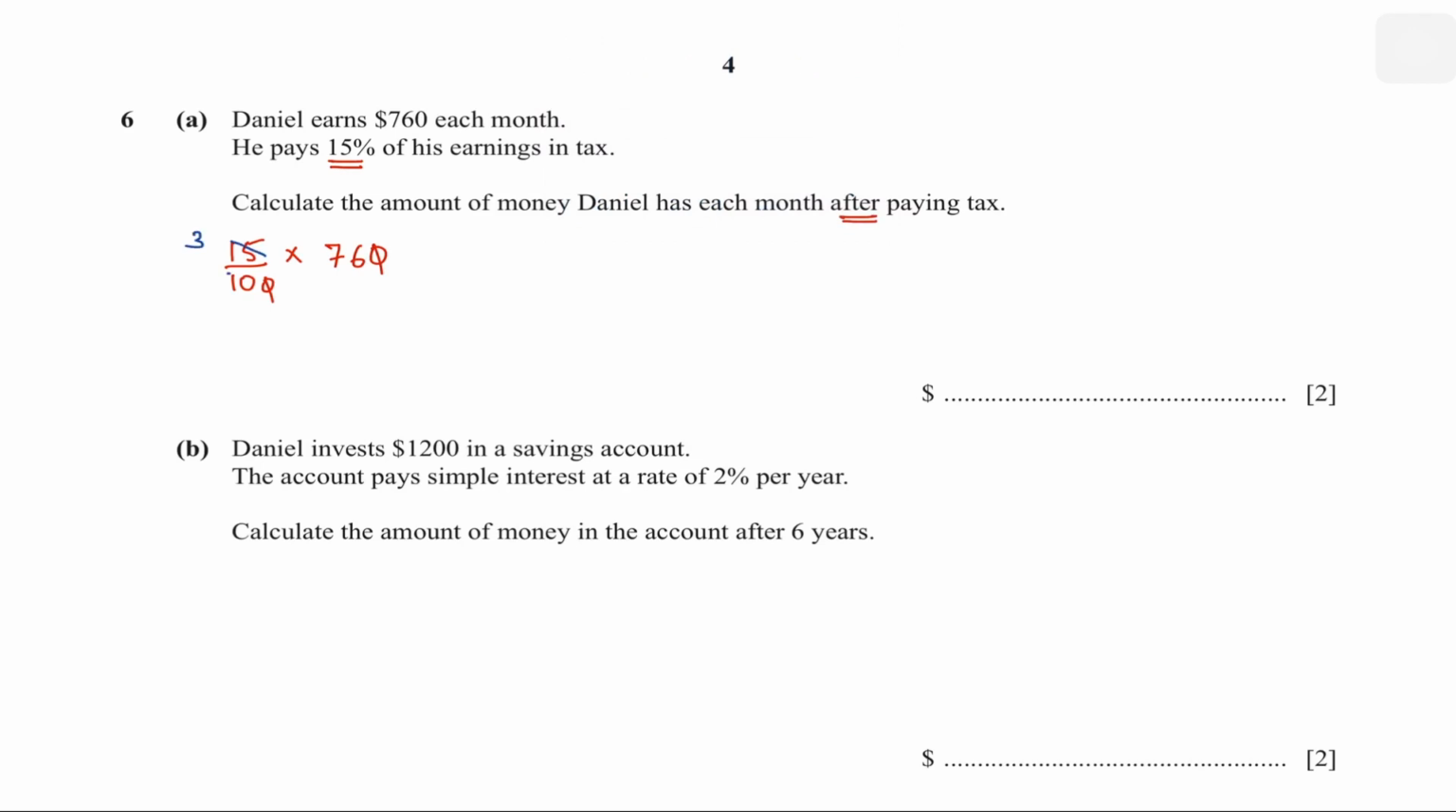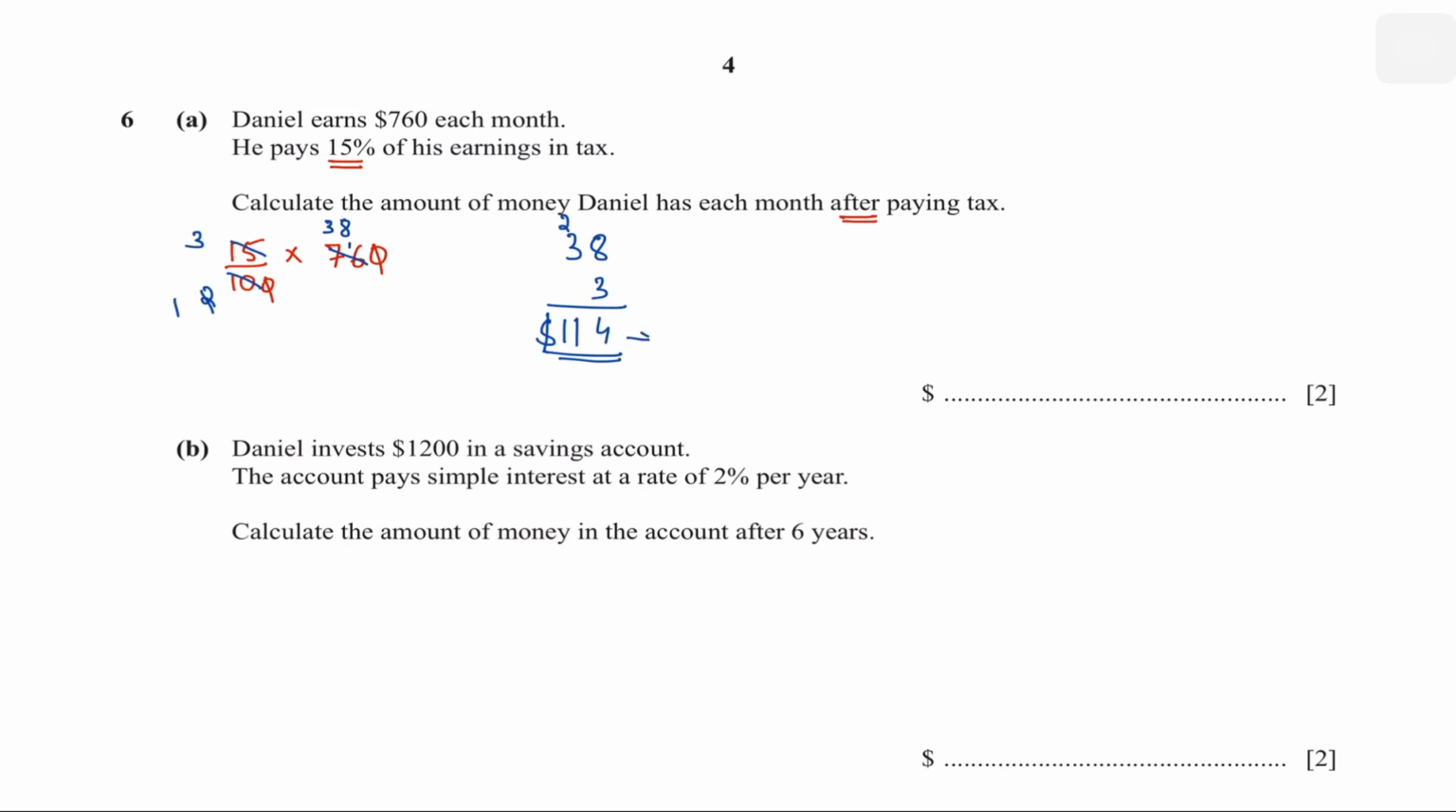5 threes are 15, 5 twos are 10. And then I can simplify 2 and 76, so 2 ones are 2, and 2 threes are 6, 1 carried, and 2 eights are 16. So all we've got to do is find out what 38 times 3 is. So let's do that. 38 times 3, 8 times 3 is 24, 3 times 3 is 9, 9 plus 2 is 11. So that means he has to pay $114 in tax.